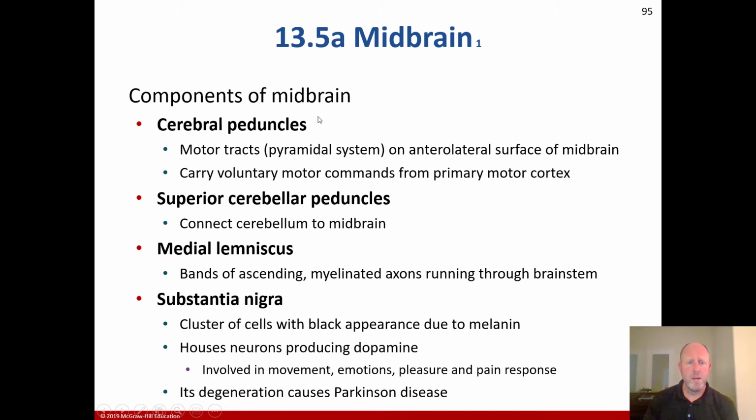For the components of our midbrain, cerebral peduncles are the motor tracts, the pyramidal system on the anterolateral surface of the midbrain. They carry voluntary motor commands from the primary motor cortex. Our superior cerebellar peduncles connect the cerebellum to the midbrain. The medial lemniscus is bands of ascending myelinated axons that run through the brainstem. Our substantia nigra is a cluster of cells with a black appearance due to melanin, and houses the neurons producing dopamine, which is involved in movement, emotions, pleasure, and pain response. Degeneration of the substantia nigra causes Parkinson's disease.